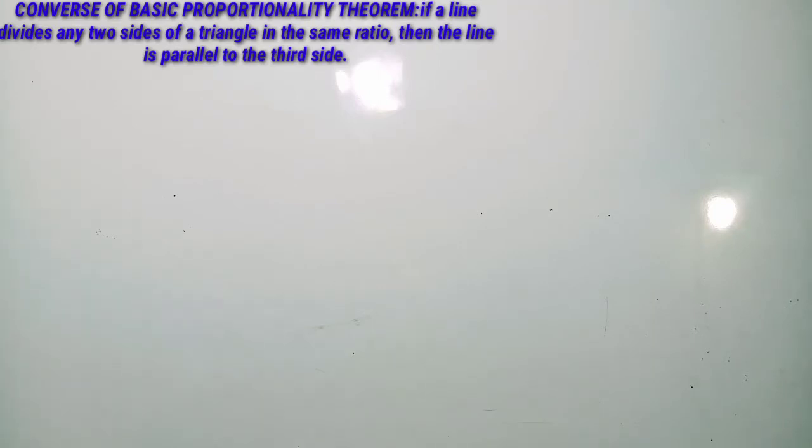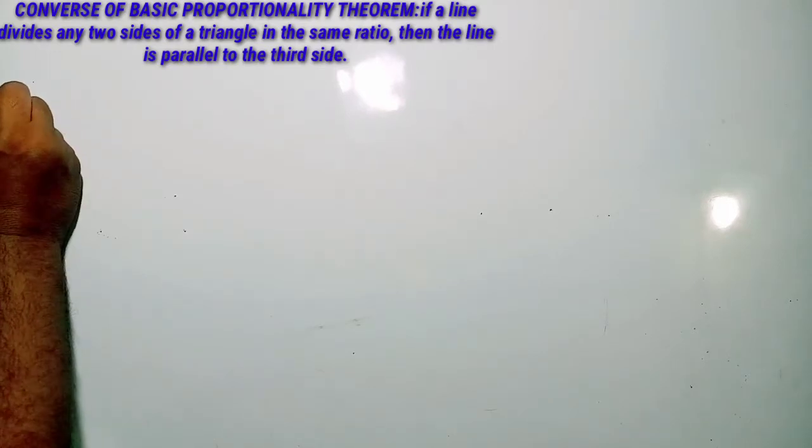The basic proportionality theorem is also known as Thales theorem. The question may be asked in the examination: state and prove Thales theorem or BPT, right? So the converse statement of BPT: if a line divides any two sides of a triangle in the same ratio, then the line is parallel to the third side.